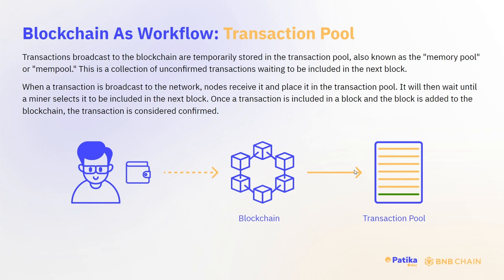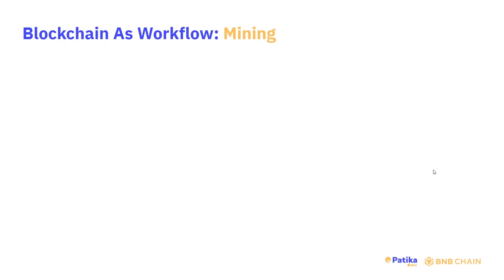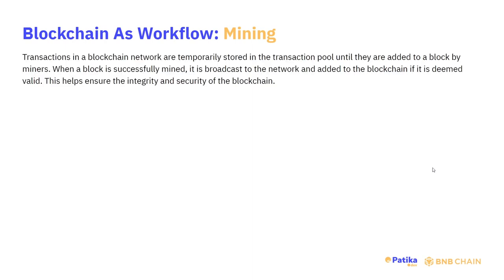Then some miners will take it and mine it and add it to the blockchain, and all the nodes will be informed about this process. So let us understand mining. Transactions in a blockchain network are temporarily stored in the transaction pool until they are added to a block by miners. When a block is successfully mined, it is broadcast to the network and added to the blockchain if it's deemed valid. This helps ensure the integrity and the security of the blockchain.